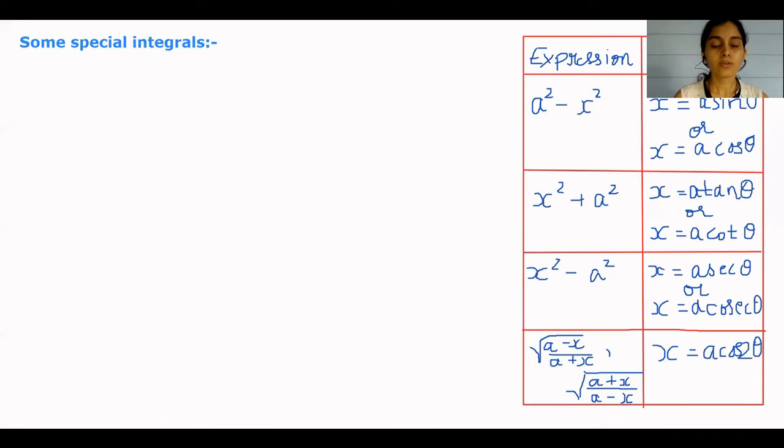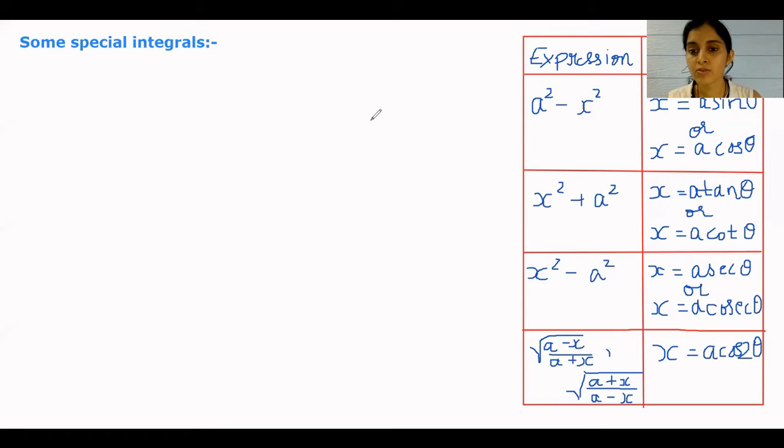Okay, so whatever integrals that we are going to study now require some kind of substitution. So what are these substitutions? If you come across terms like a square minus x square, then you substitute x as either a sin theta or a cos theta. Then if you come across a term like x square plus a square, either with root sign or without root sign, you can use this substitution.